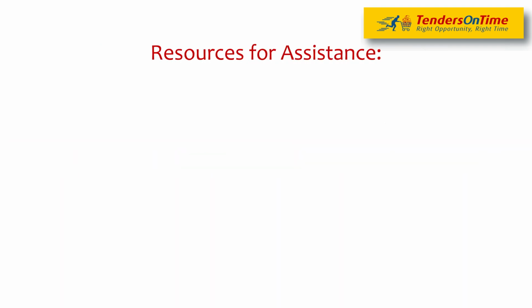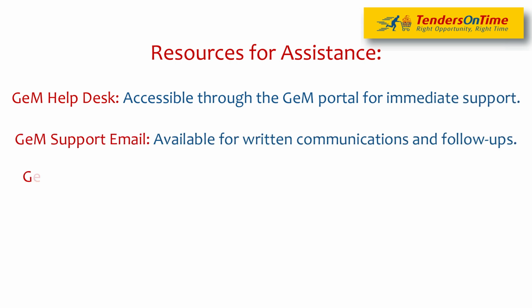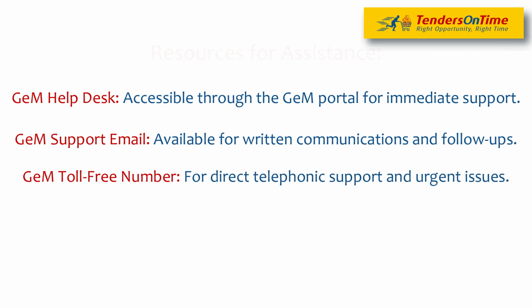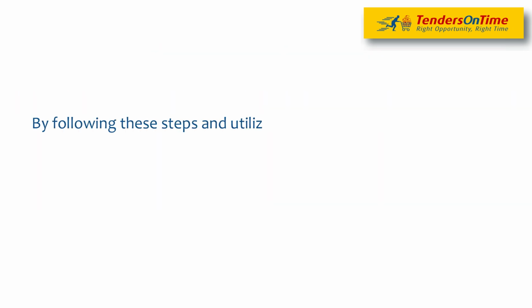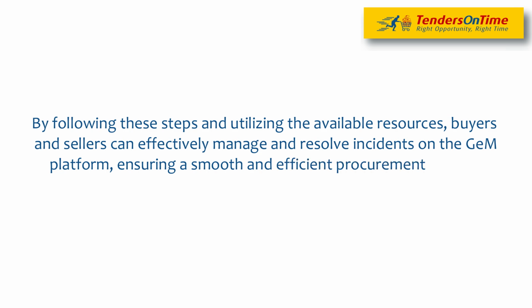Resources for assistance: GeM Help Desk, accessible through the GeM portal for immediate support; GeM support email, available for written communications and follow-ups; GeM toll-free number for direct telephonic support and urgent issues. By following these steps and utilizing the available resources, buyers and sellers can effectively manage and resolve incidents on the GeM platform, ensuring a smooth and efficient procurement process.